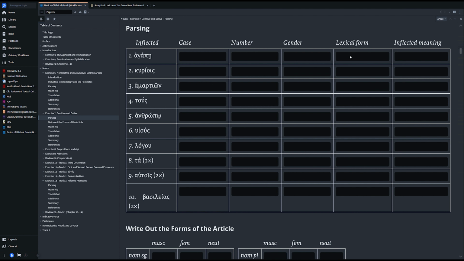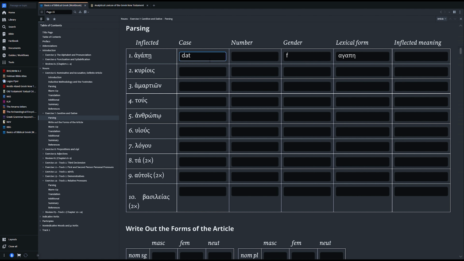All right, the lexical form for agape is agape. The only difference is it doesn't have the iota subscript in there. We know that the gender of agape is feminine. And so now we can look at the case endings in our brain. We just added the genitive and the dative. And so now you know that this is a dative.